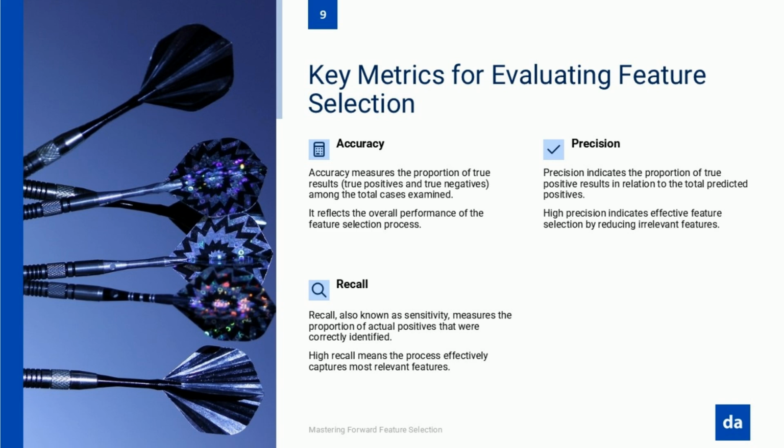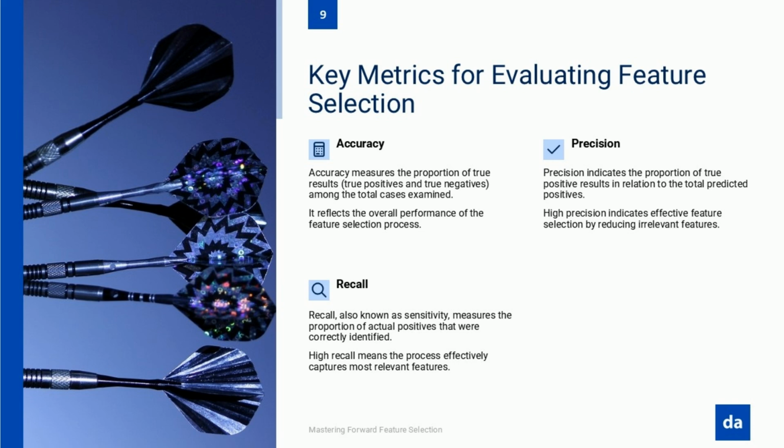On the flip side, recall measures how many of the actual important cases your model caught. If you're screening for a rare disease, you want high recall, you'd rather flag too many cases than miss a critical one. And then there's the F1 score, the best of both worlds. It balances precision and recall to give you a more complete picture of how well your model is performing.